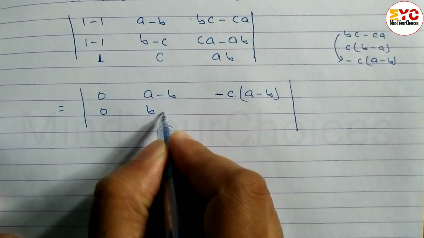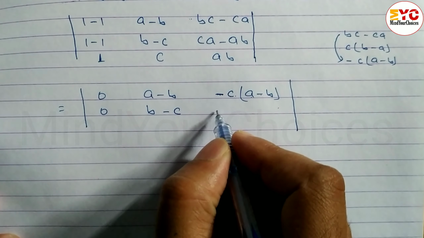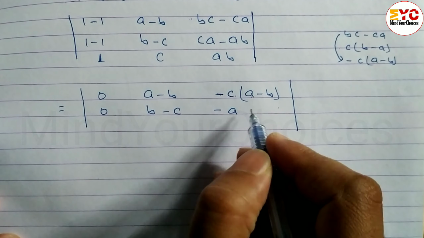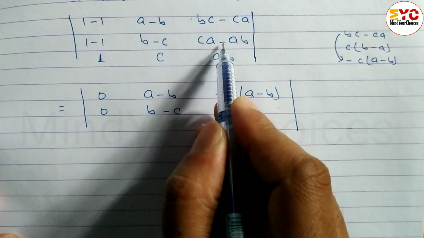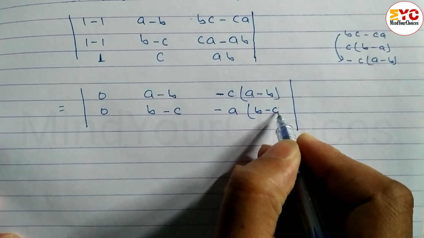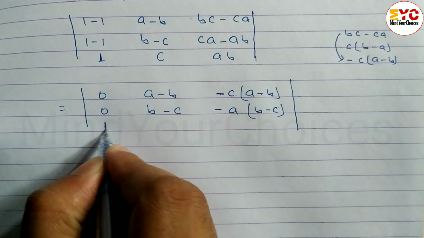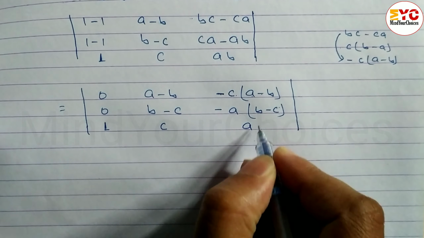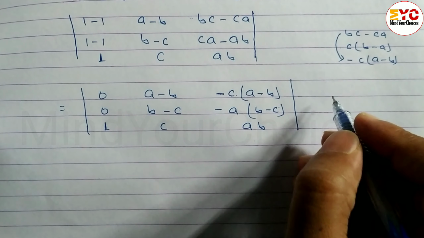After that, what we have to write here: B minus C, and here what we can take common is minus A. We can take it common. So what is remaining? B minus C, and the last one we have to write the same: here 1, here C, and here AB. Okay, what did we do here, taking common.